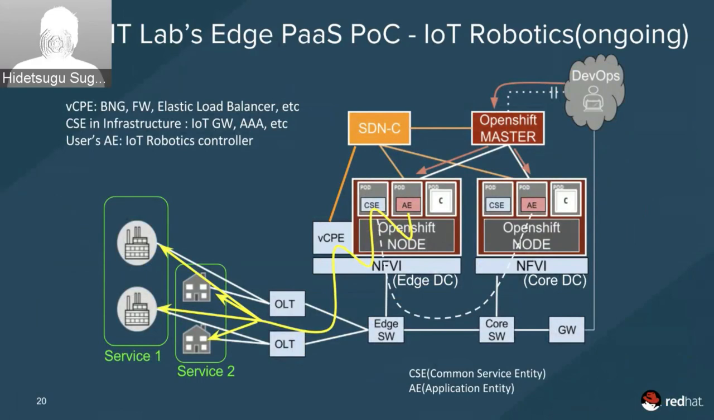Between two sites, they built an EVPN and have managed the network configuration with Ansible so far. I believe that they will start to work with an SDN vendor once the new architecture for the Telco Edge PaaS model is finalized.